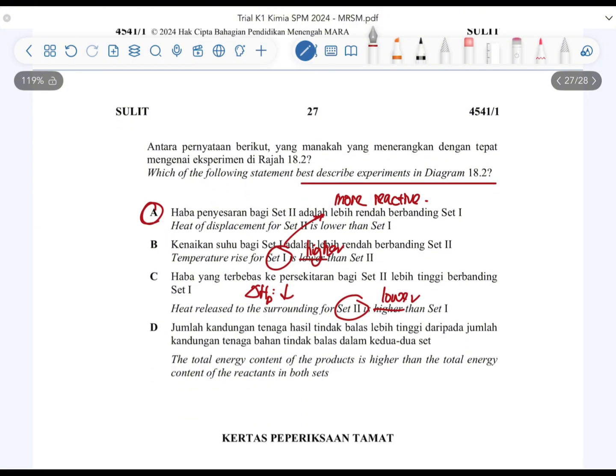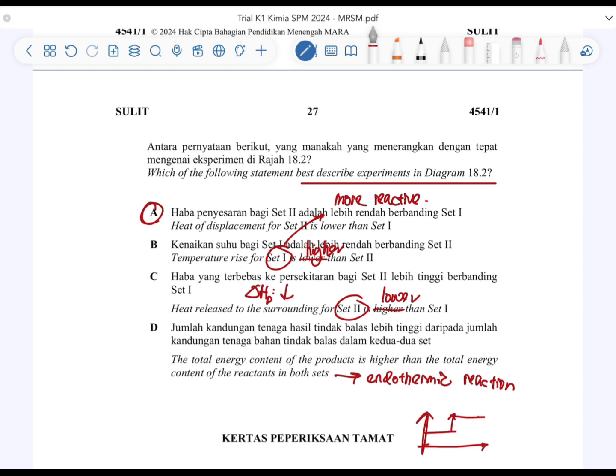Okay, and then this is telling us the endothermic reaction. Okay, the energy content for the product is higher than the total energy content in the reactant. So for an endothermic reaction, it is like this. So the answer would be A.